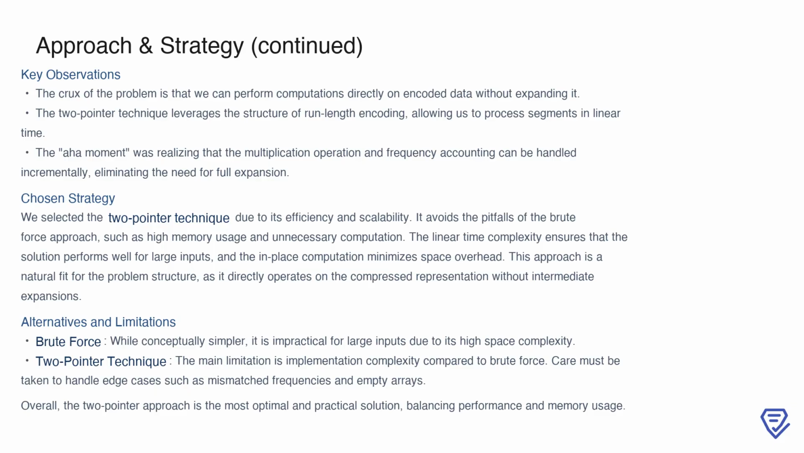It is efficient, scalable, and works directly with the compressed data, avoiding the high memory usage and unnecessary computation of the brute force approach. While the brute force method is simpler to implement, it is impractical for large inputs due to its space complexity. On the other hand, the two-pointer technique is slightly more complex to implement but offers significant performance benefits, especially for large datasets. It balances time and space efficiency, making it the most optimal strategy for this problem. By directly operating on the encoded data, this approach aligns perfectly with the problem's structure and requirements.